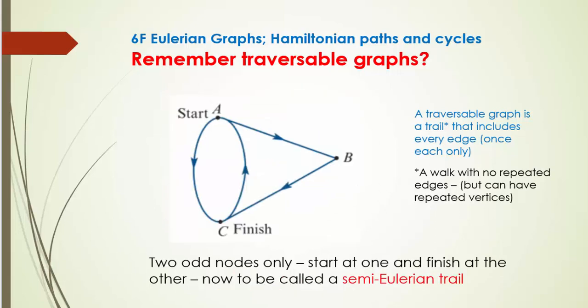one, which is another traversable graph, but this time, this one's got two odd nodes. There is an odd node and there is an odd node. The other one is even. And in this case, if you want to traverse it, you start at one place and finish at the other. We've done all that already, so we can go starting at A, go down to C, back up to A, over to B, and finish down at C. The name for this is now a semi-Eulerian trail.